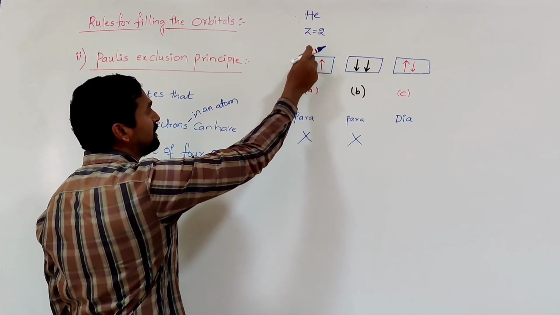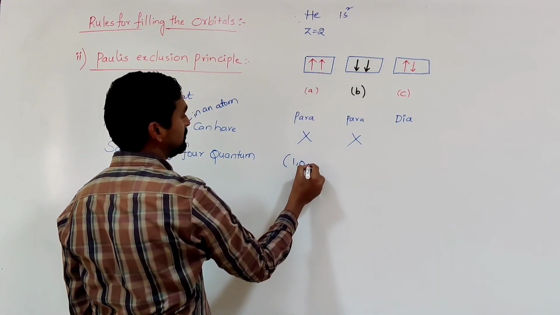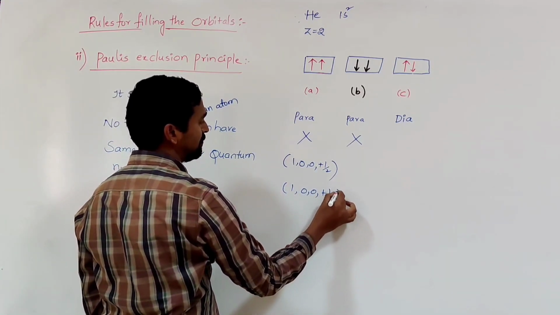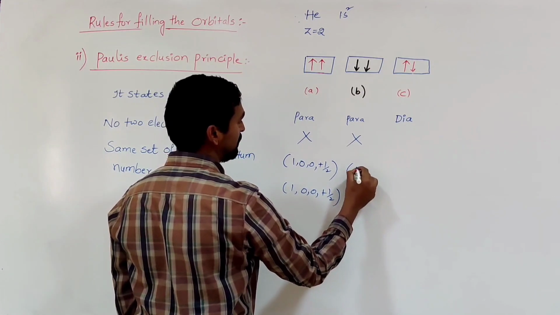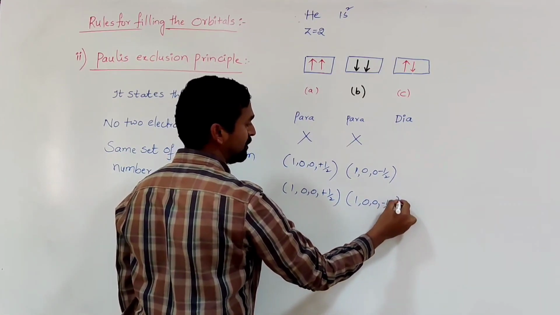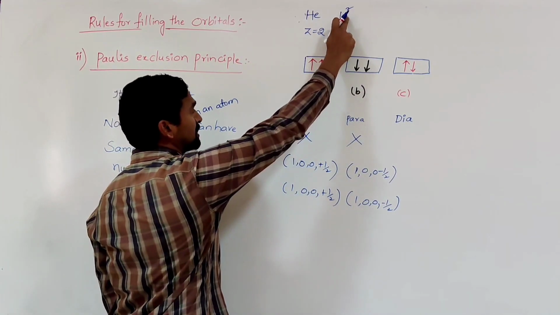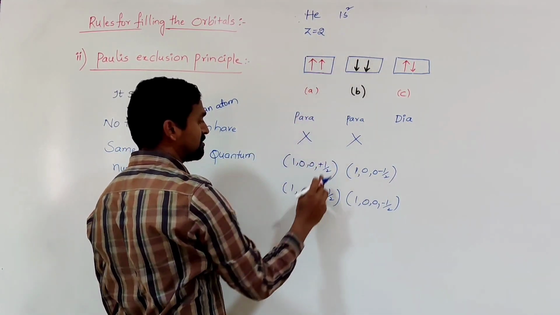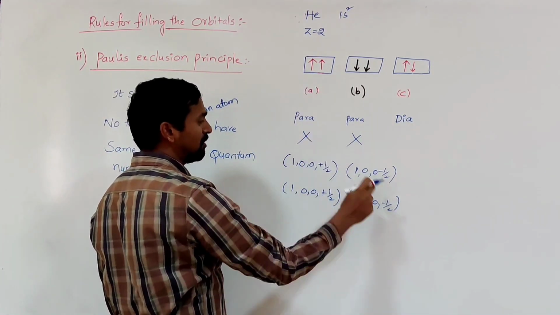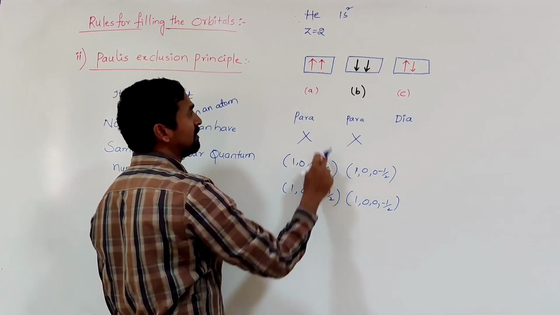Now, suppose you write the quantum numbers in this case, because helium is 1s2. So 1, 0, 0, plus half for the electrons here, and here also 1, 0, 0, minus half. I am not just writing the quantum numbers: principal quantum number 1, l is equal to 0 for the s subshell, and for the s subshell the magnetic quantum number is 0. If the arrow is upward, what is the spin quantum number? Plus half. If it is downward, minus half. So 1, 0, 0, plus half for the first electron, and 1, 0, 0, plus half for the second electron.